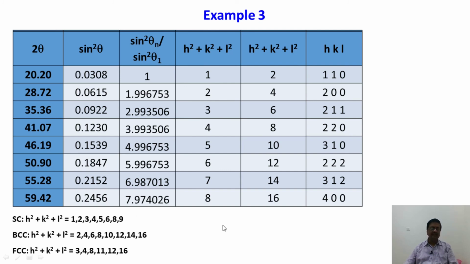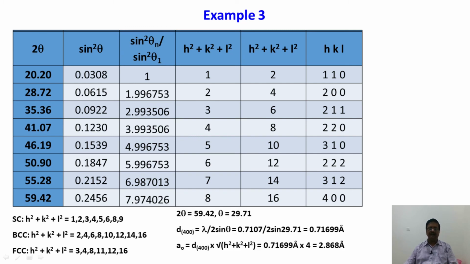So this indicates very easily one can identify the lattice type, whether it is simple cubic, body-centered cubic or face-centered cubic, and one can easily calculate the corresponding 2 theta value. One can calculate the a0 value very easily using any one of those reflections, but it is better that we calculate the A values for all the reflections and take the average of A values as the correct A value for that particular unit cell.